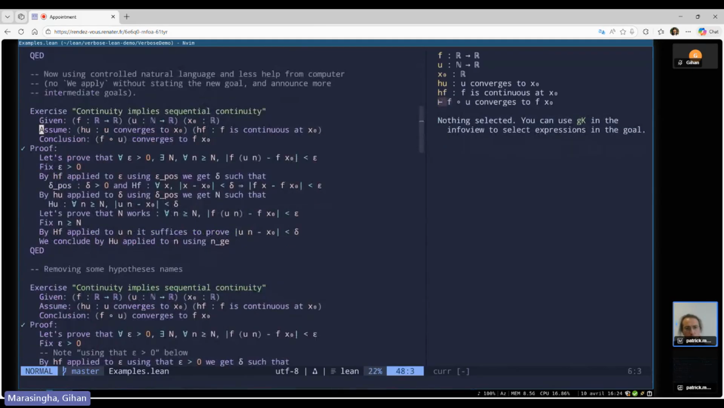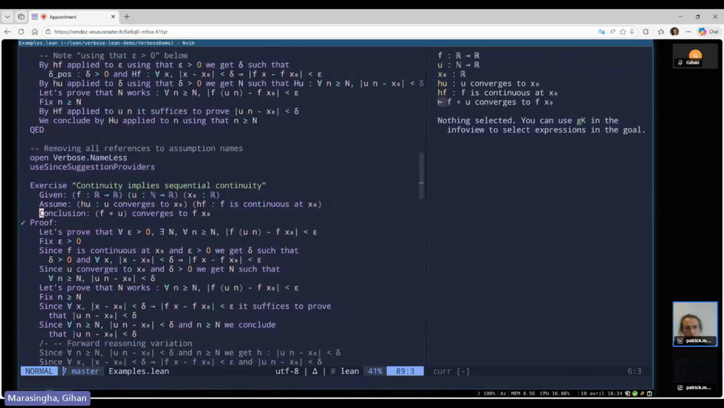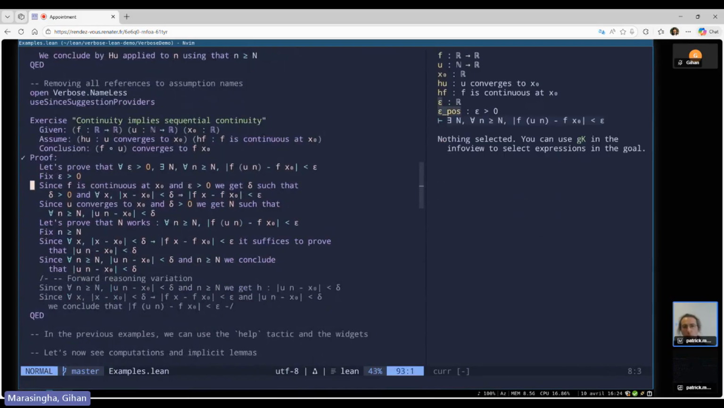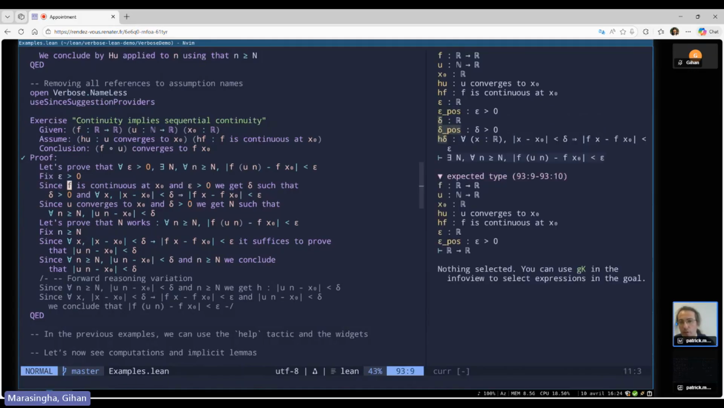Skip to fully automated and as close as possible to the paper proof. So here I just write, since f is continuous at x0, instead of saying by hf, and I mention that epsilon is positive, and I get a positive delta, and so on. So this is how I do the R cases in that case.